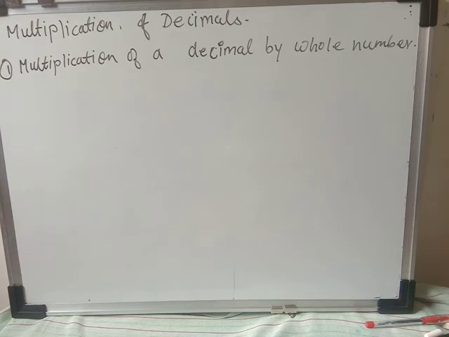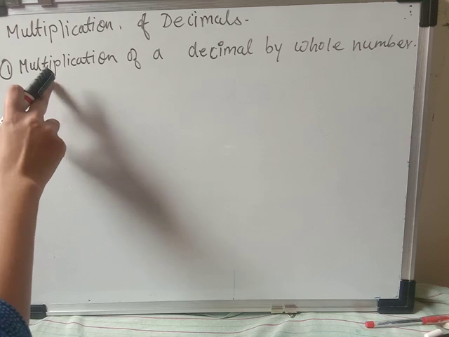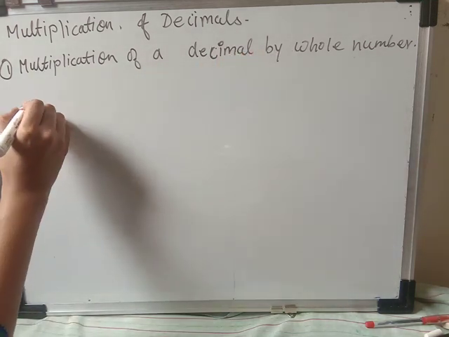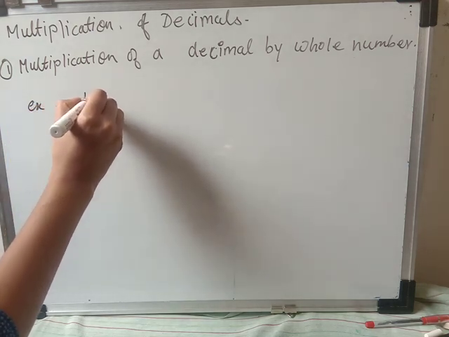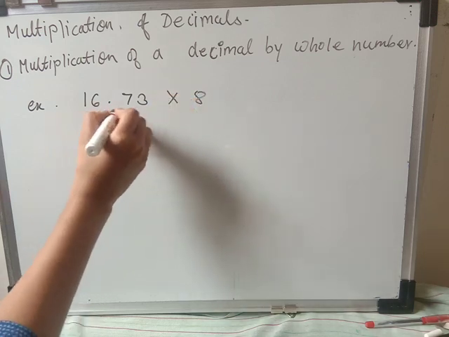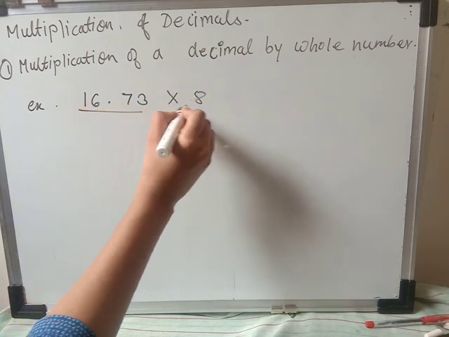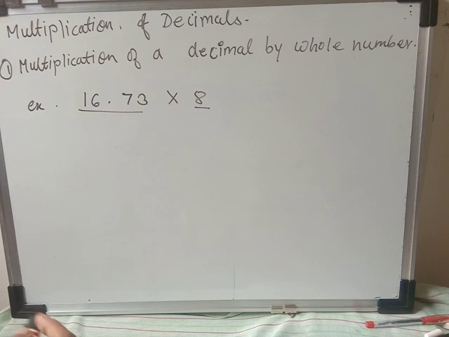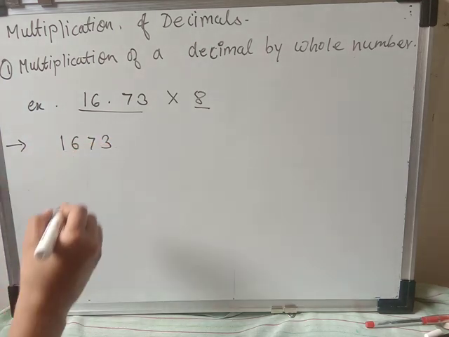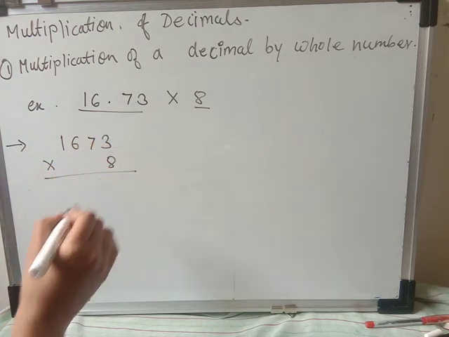Now let's see multiplication of decimals. Here also we are going to see 3 parts of the decimal where we have to do the multiplication. First we'll see multiplication of a decimal by a whole number. For example, if I take here 16.73 and multiply by 8, we are going to multiply this decimal by the whole number. The first step is to do the multiplication without the point, just as a multiplication of whole numbers.